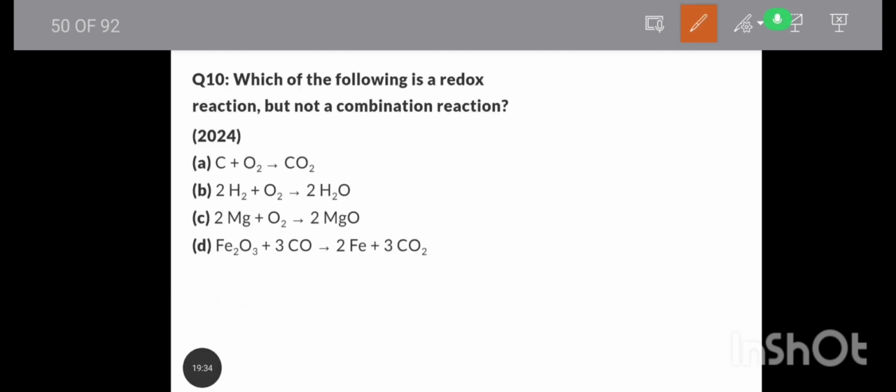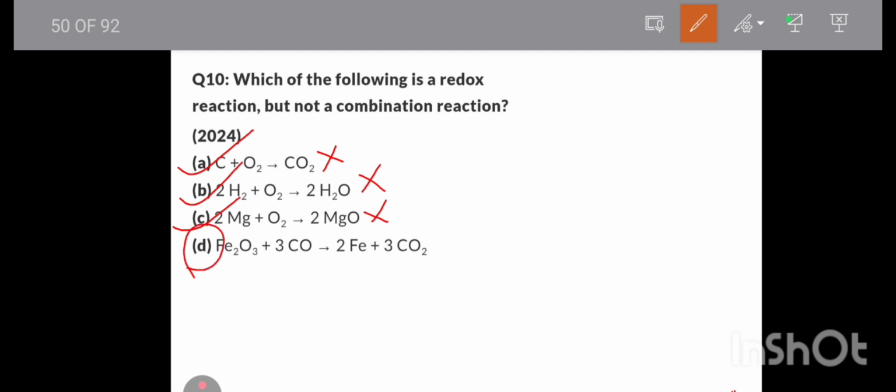So the next question is, which of the following is a redox reaction but not a combination reaction? So here we have to tell which is not a combination reaction. The first equation is a combination reaction because 2 reactants are combining and forming a single product. Here also you can see 2 reactants are combining and forming a single product. So this is also a combination. Here also it is a combination reaction. So the correct answer is option D.